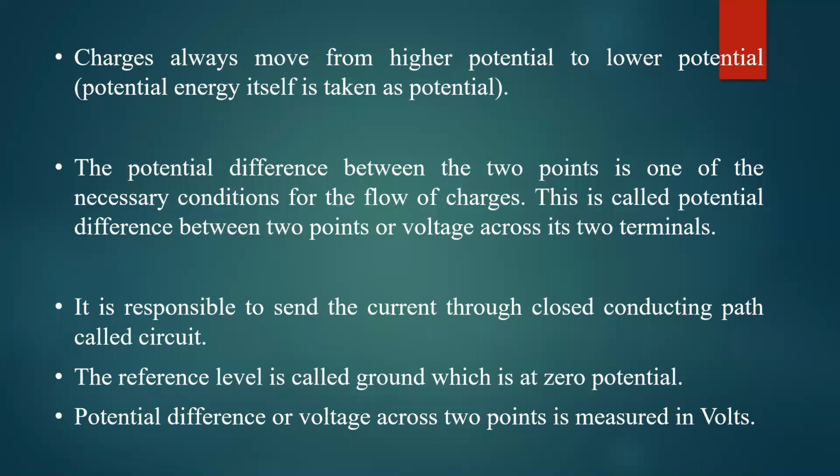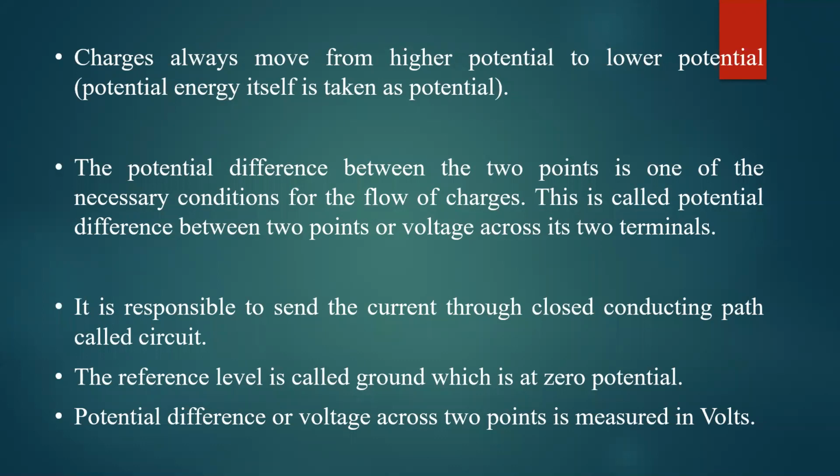So this potential difference is called voltage. The potential difference between the positive terminal and negative terminal is also called the voltage of the battery. Voltage of the battery is measured in volts. Volt is the unit of potential difference. What is the unit of potential difference? Volt. Potential difference is also called voltage. Voltage of the battery is measured in volts.